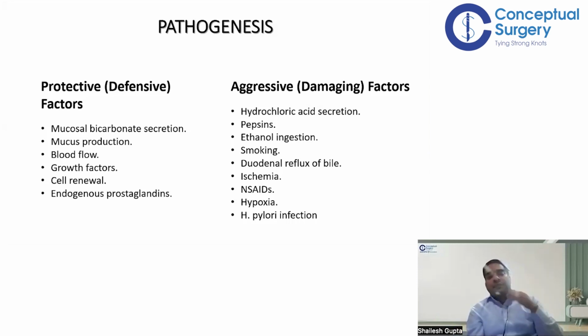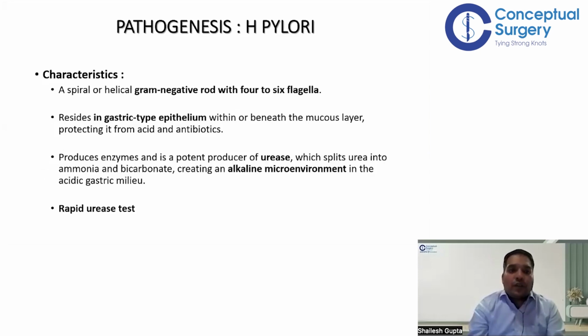Now there are other factors which damage the mucosa like acid, pepsin, ethanol ingestion, smoking, duodenal reflux of the bile, ischemia, NSAIDs, hypoxia, and most important is H. pylori. So ये सारे factors हमारे mucosa को damage करते हैं. So now the first thing we will discuss in the pathogenesis is H. pylori. H. pylori सबसे important factor है peptic ulcer disease cause करने के लिए.